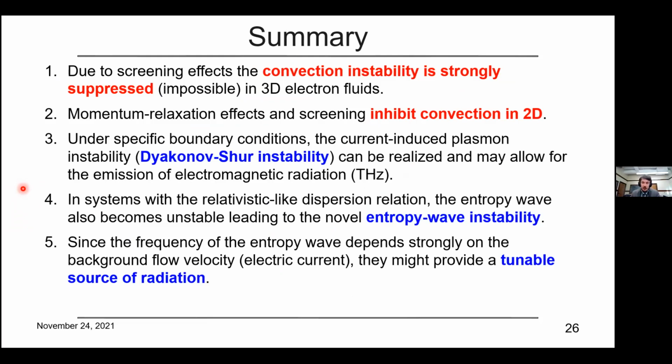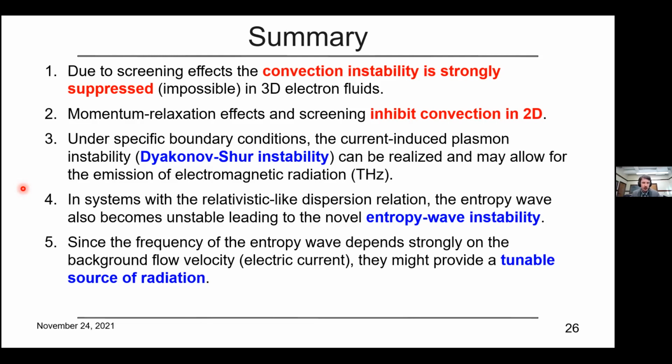First, we found that due to screening effects, the convection instability is strongly suppressed in 3-dimensional electron fluids. Momentum relaxation effects and screening are also important in 2D, and they are the main inhibiting factors. This allowed us to conclude that convection is almost impossible in 3D, and highly suppressed in two-dimensional materials.